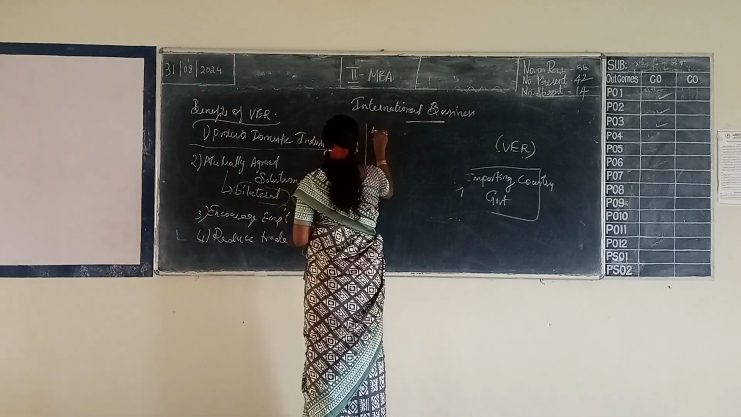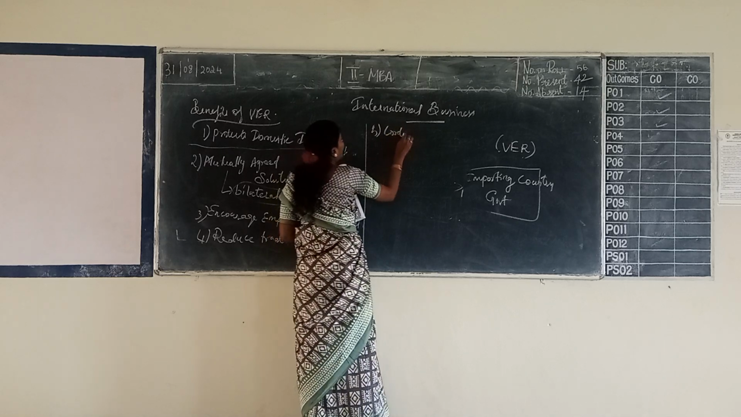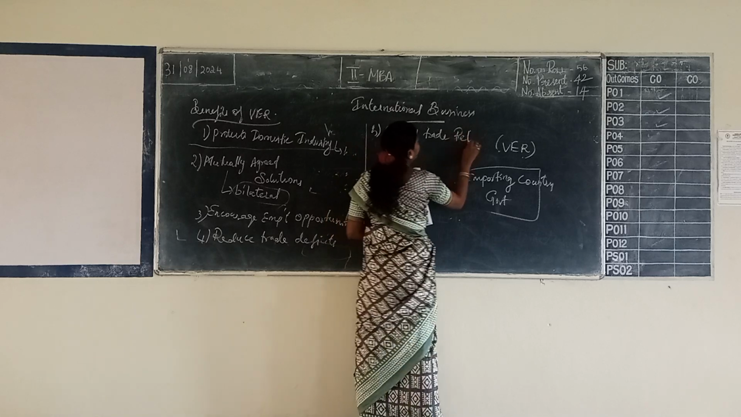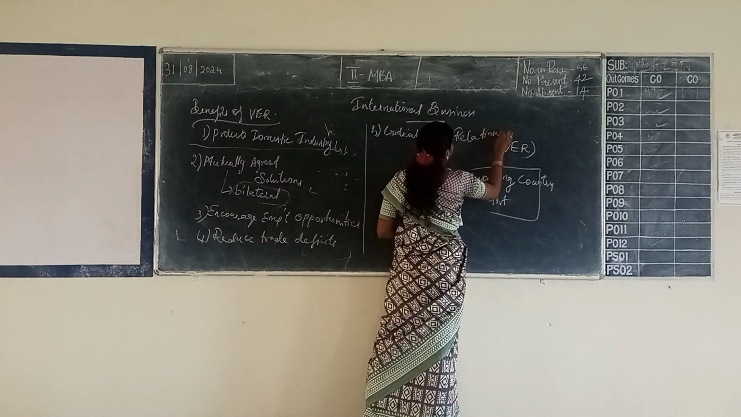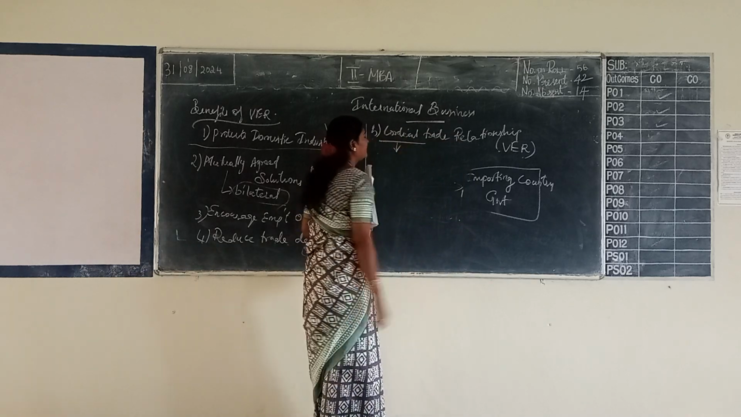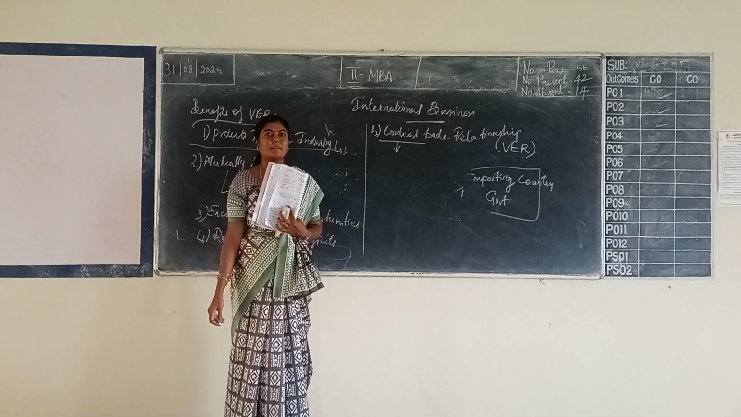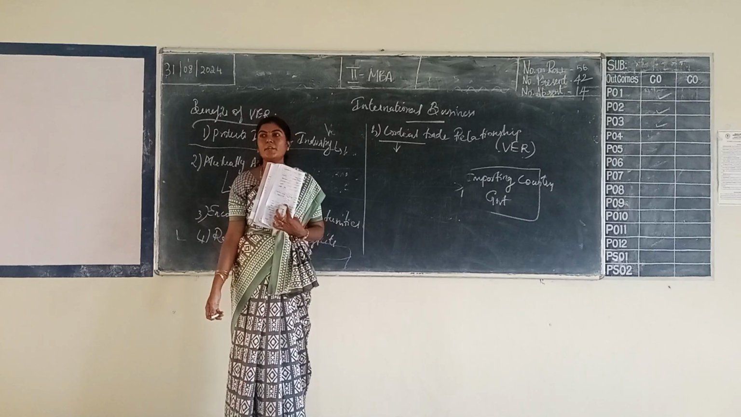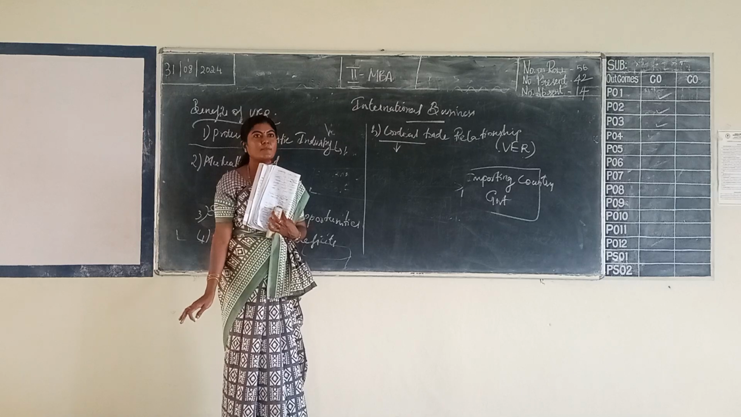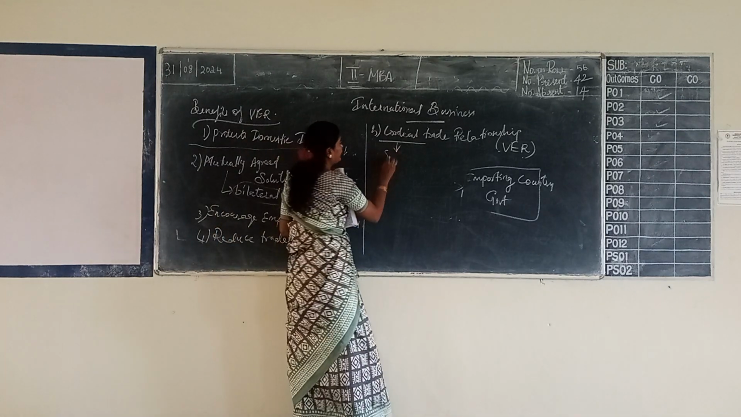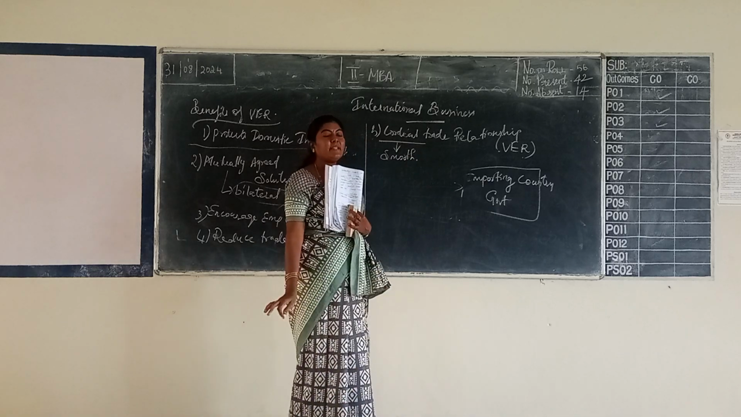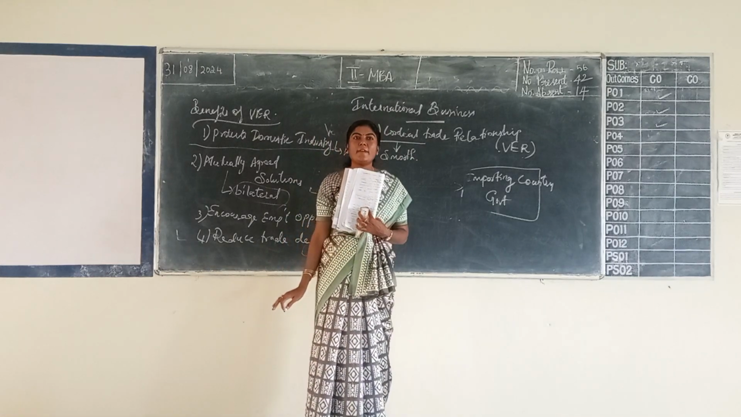Fifth one, cordial trade relationship. Okay, what is cordial? Cordial means smooth or fair. Okay, no fight between them, other meaning. They don't fight.